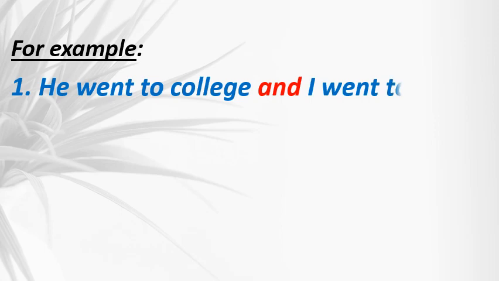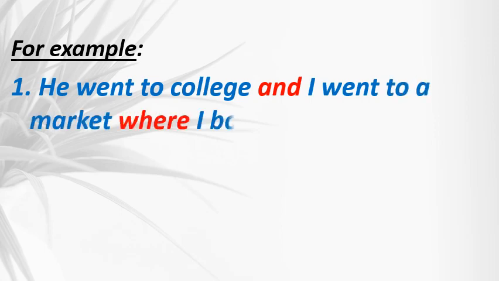Number 1, he went to college and I went to a market where I bought a book. So here in this sentence, as you can see, he went to college is an independent clause. I went to a market is also an independent clause, and they are both joined with the help of a coordinating conjunction, that is and.